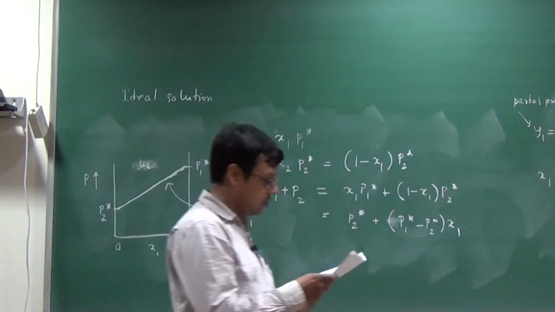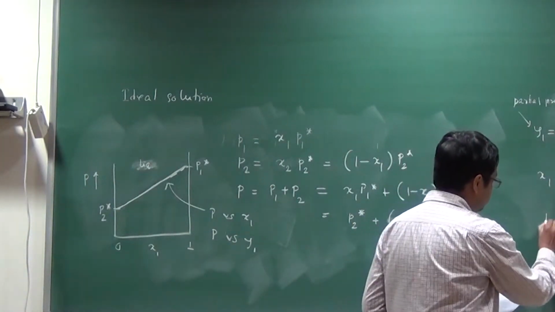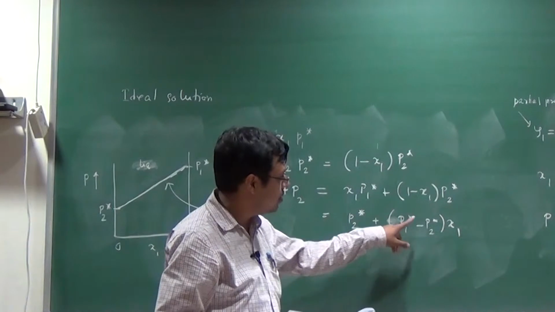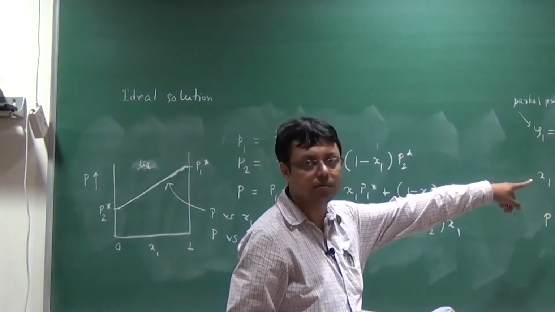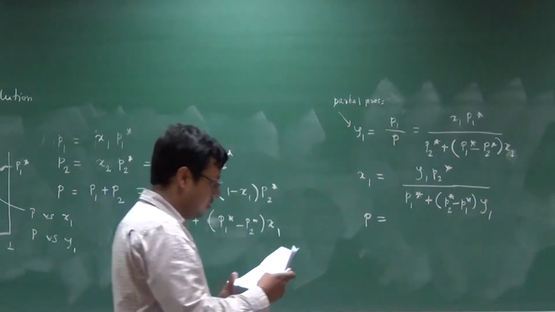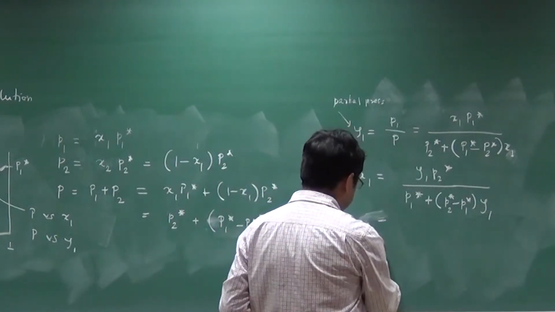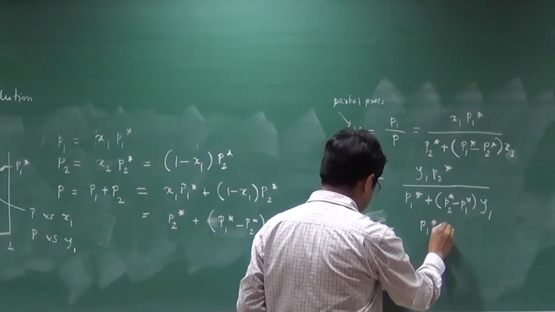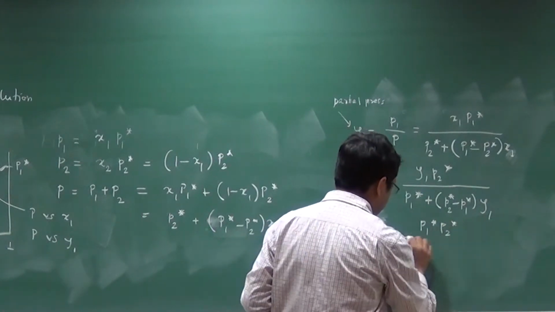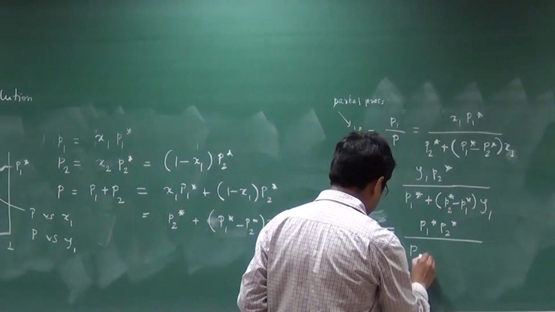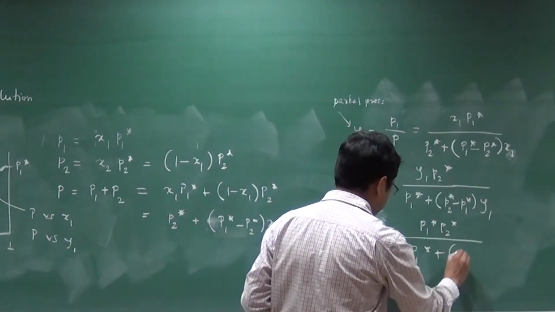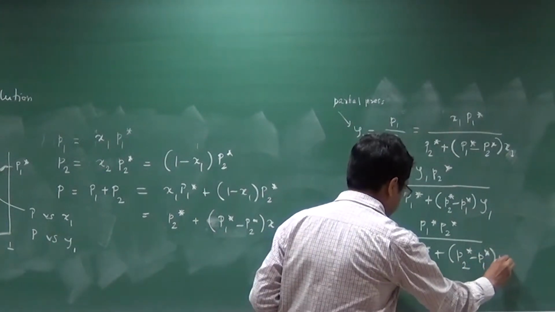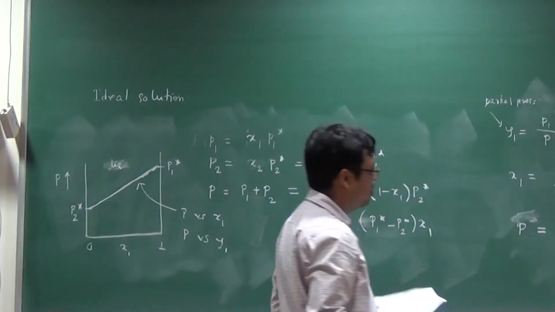So how will I get the P? Which is basically P2 star plus P1 star minus P2 star into x1. x1 is this thing. So if you do this, it will come as something like P is P1 star P2 star divided by P1 star, so this is the same denominator.